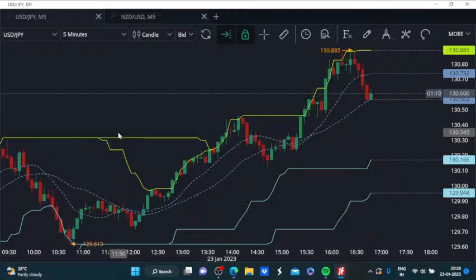So in today's session, the JPY is the most bearish currency against the dollar, whereas AUD is the least bearish currency against the dollar. The momentum is on the side of the dollar. We have the USD strengthening against most major currencies.